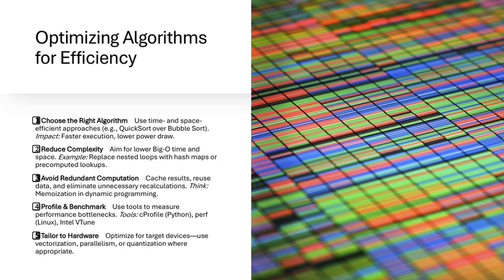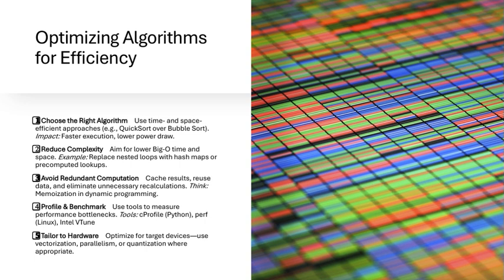Using time and space-efficient approaches, like quicksort instead of bubble sort, can make a big difference. The impact: faster execution and lower power consumption. Next, reducing complexity is key. Strive for lower big O time and space complexities, for example, replacing nested loops with hash maps or pre-computed lookups to streamline your code. Third, avoid redundant computation by caching results, reusing data, and eliminating unnecessary recalculations.